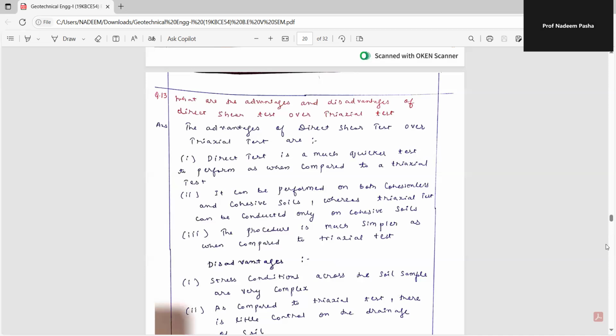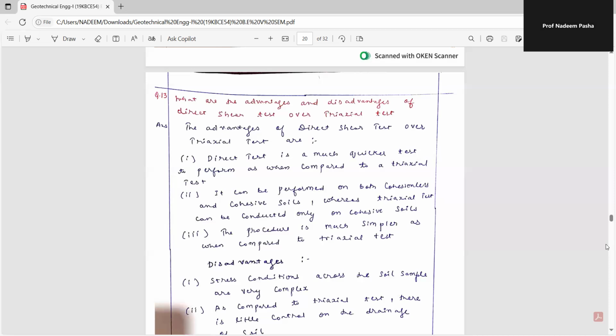Direct shear test is a much quicker test to perform as compared to triaxial test. It can be performed on both cohesionless and cohesive soil, whereas triaxial test can be conducted only on cohesive soil. The procedure is much simpler as compared to triaxial test. So these are the advantages of direct shear test over triaxial shear test.